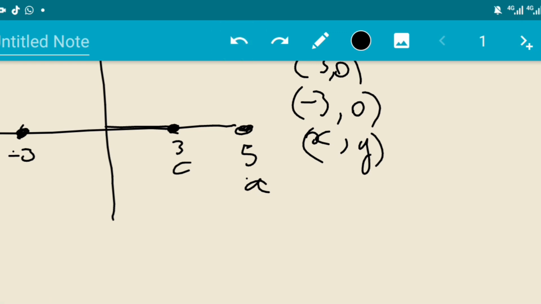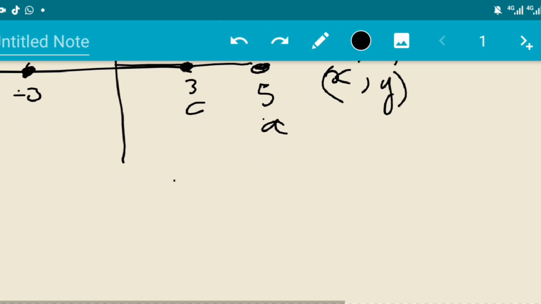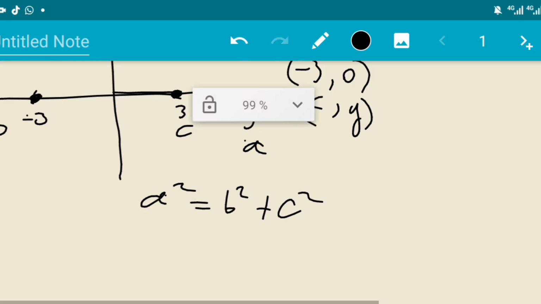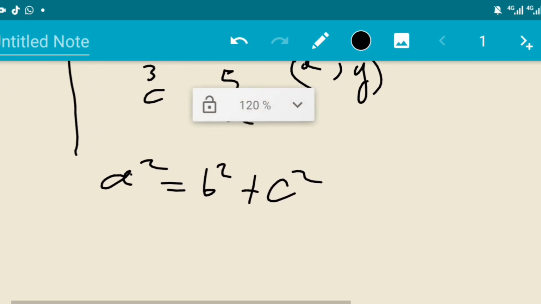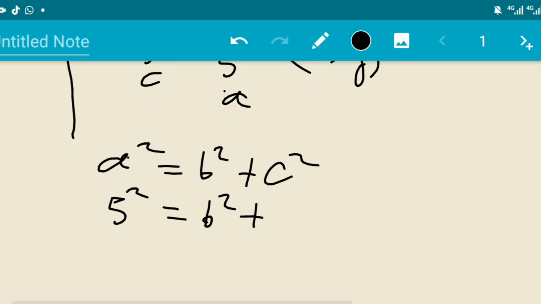Now let us find B. How else can we find B? It is the same equation: A squared is equal to B squared plus C squared. What is our A? We know what our A is. A is 5, so that would be 5 squared is equal to B squared plus... What is our B? We don't know what B is, that's what we're looking for. What is our C? C is 3.